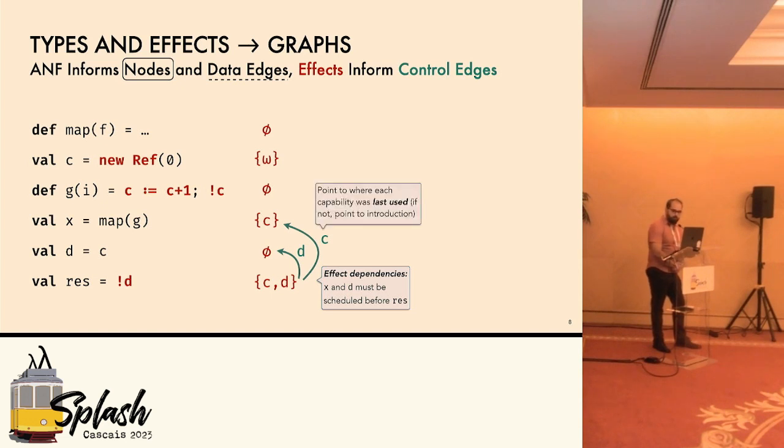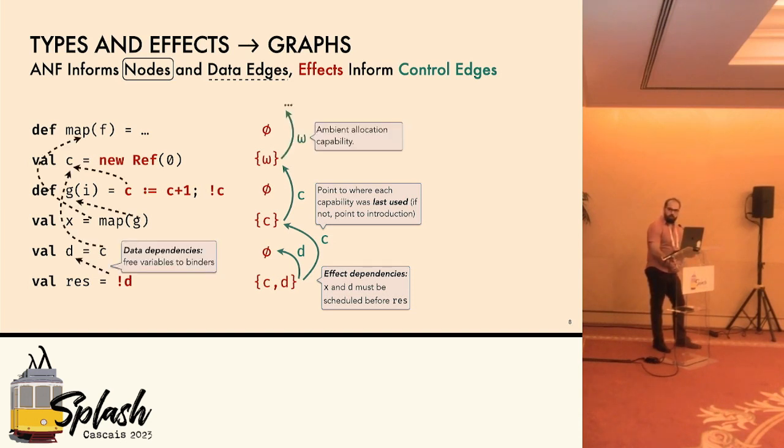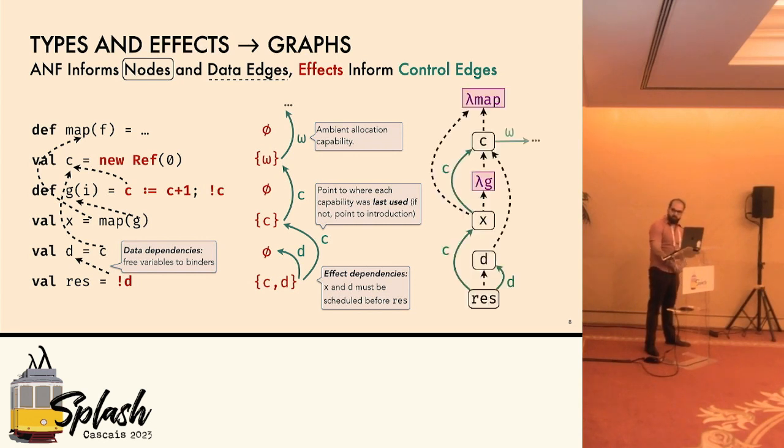And we can do this from bottom to top. I choose this here. And all we want to know here is where was this last used? So the last use of a thing is where we point the edge to, okay? And then we also have data dependencies. They're not that interesting. It's basically just free variables pointing to the binders. And then we can extract a graph representation, which looks pretty much like this.